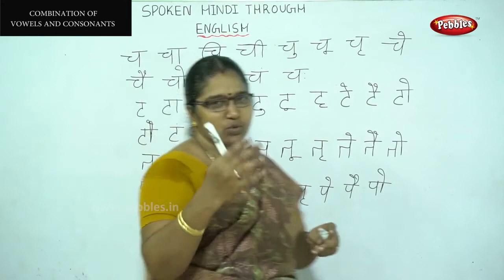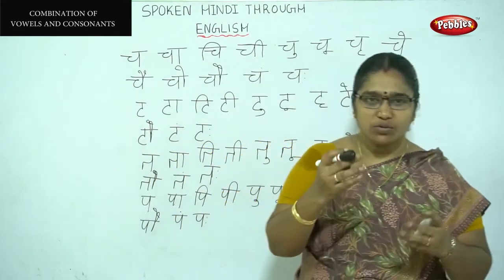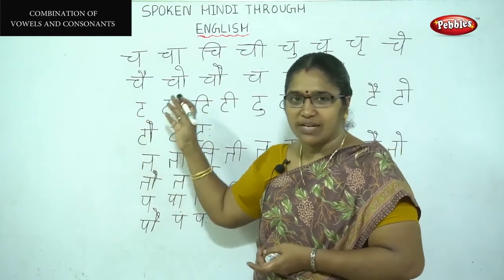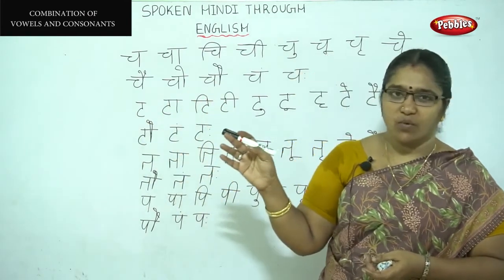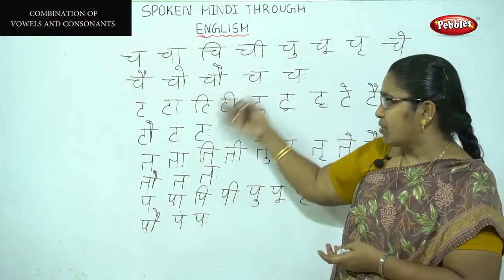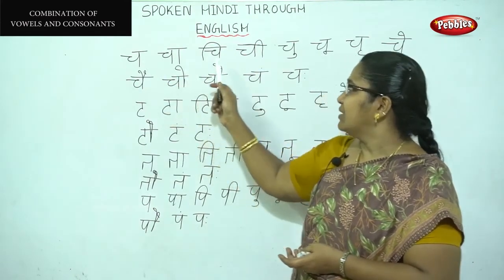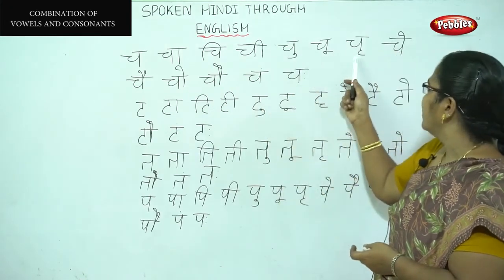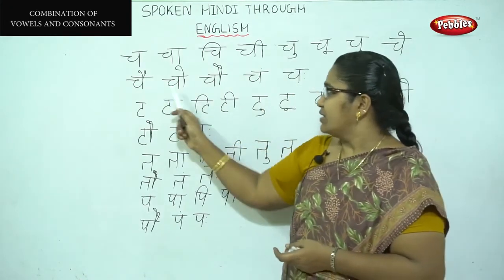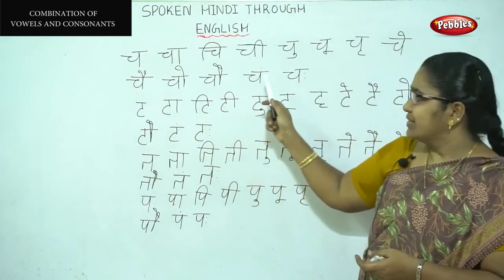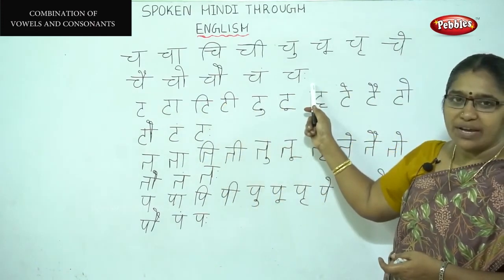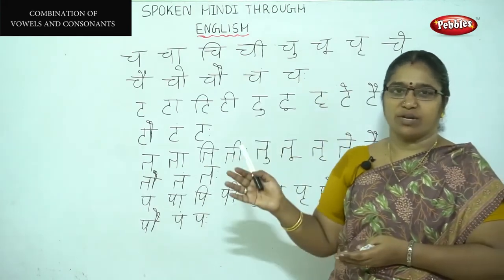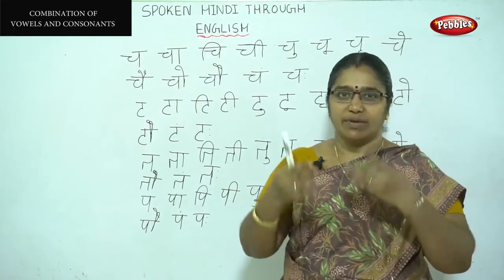Like this, we can choose any letter and use these rules, and we can write easily and pronounce it. See here, cha, chi, chu, chru, che, chai, cho, chau, cham, chah. These are vowel sounds mixing with consonants.